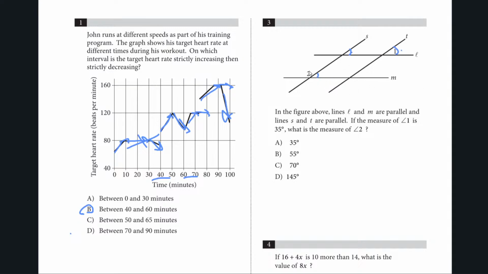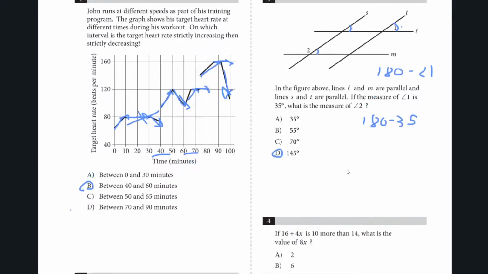So we know that angle 2 is going to be 180 minus angle 1. If the measure of angle 1 is 35, we're going to have 180 minus 35. It'll be about 145, or D.